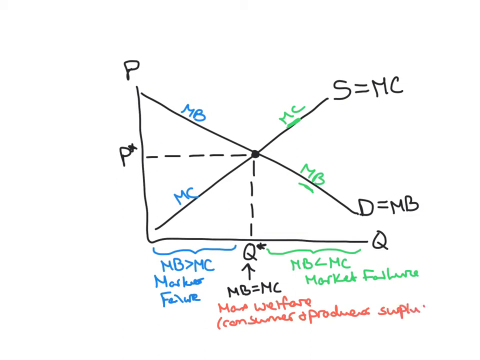Okay, maybe consumer surplus might be higher under a price ceiling in certain cases, but overall, producer and consumer surplus together will be highest at Q star, right? So this is what we call efficiency, or an efficient allocation of resources.